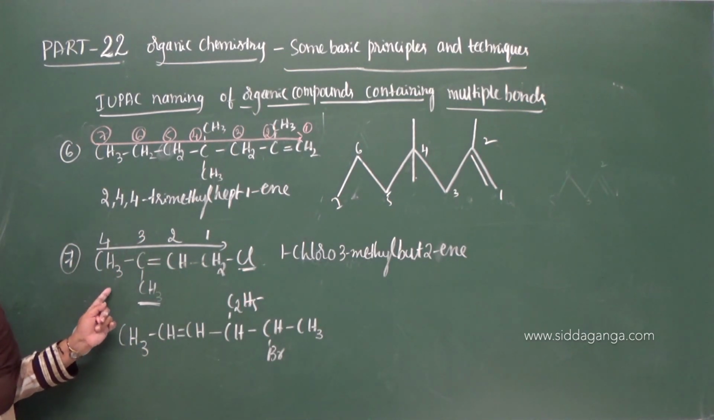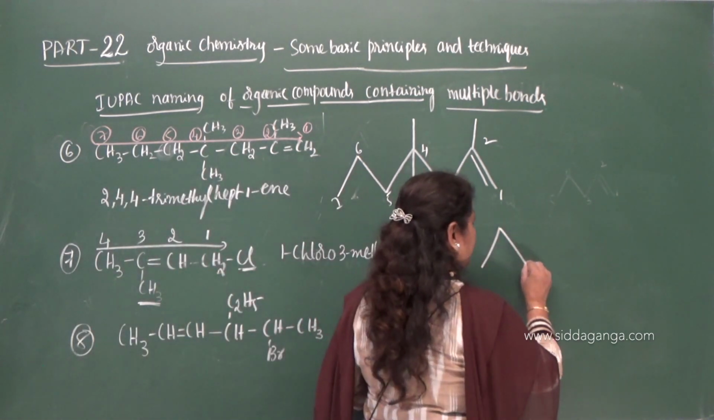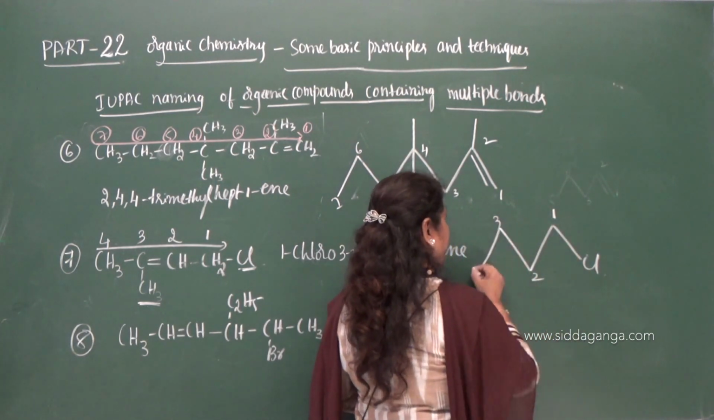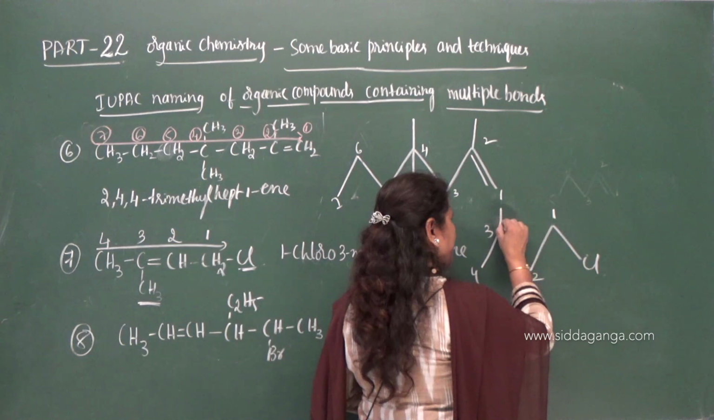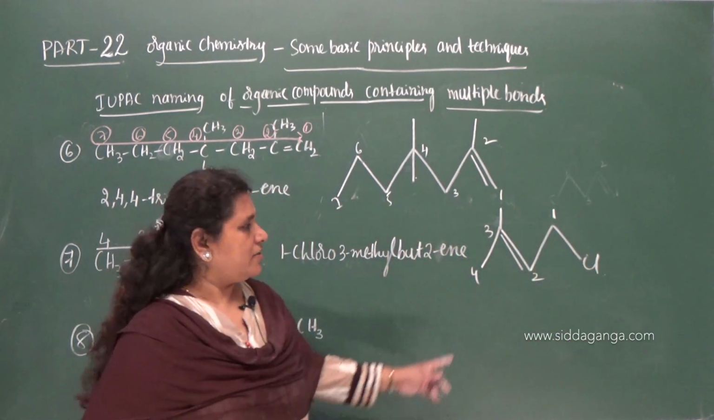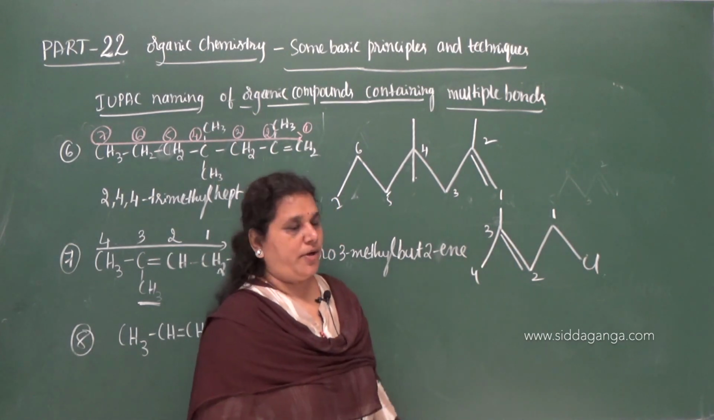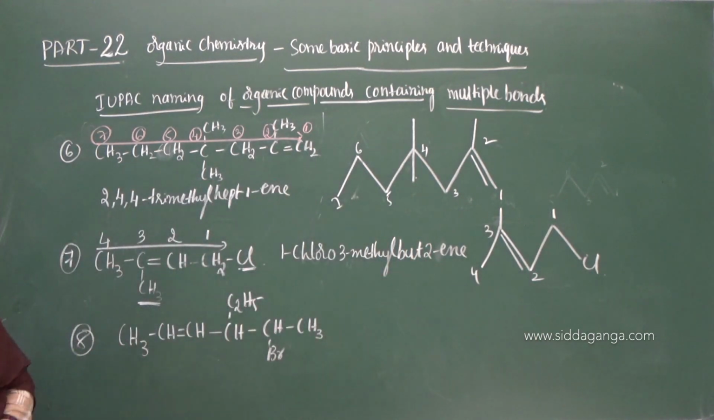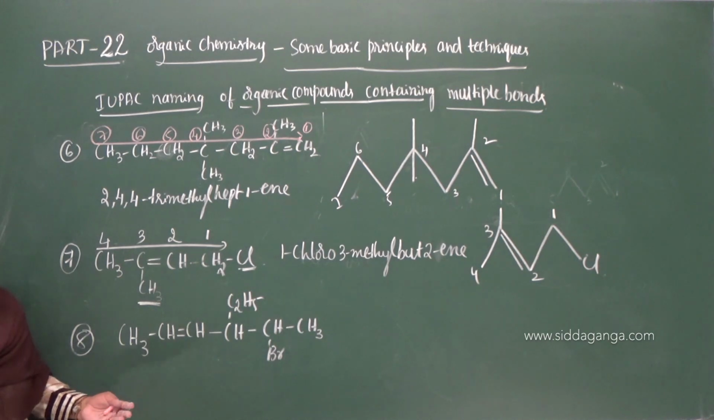Now you try to write the bond line formula. How to write? 1 2 3 4, the carbons 1 2 3 4, and here we have a double bond, and here is a methyl group. Check and write. On the third carbon atom we have a methyl group, between the second and third carbon we have a double bond, and on the first carbon a chlorine atom is attached. So the chlorine atom is attached. Cl must be written compulsorily.